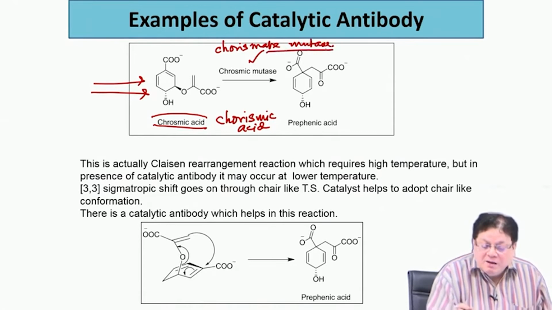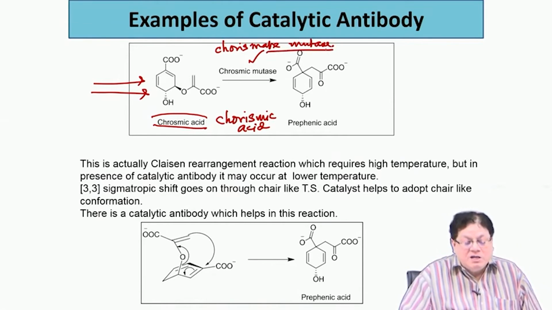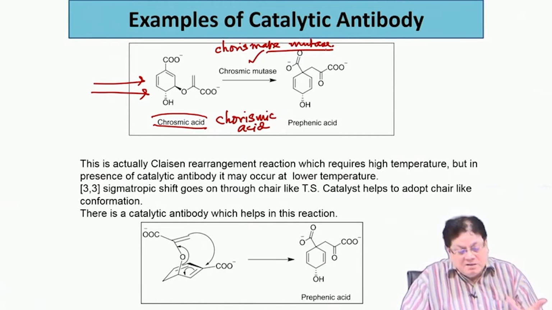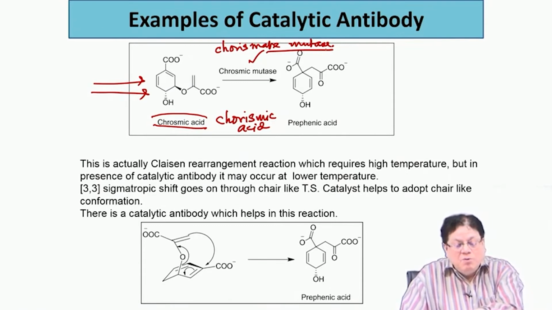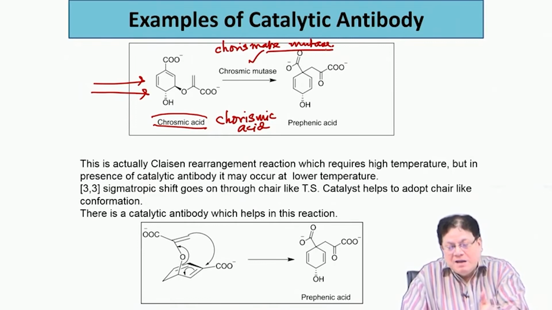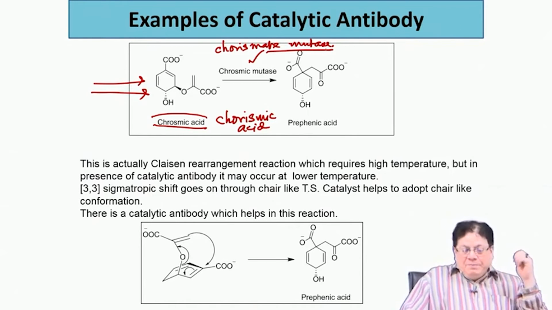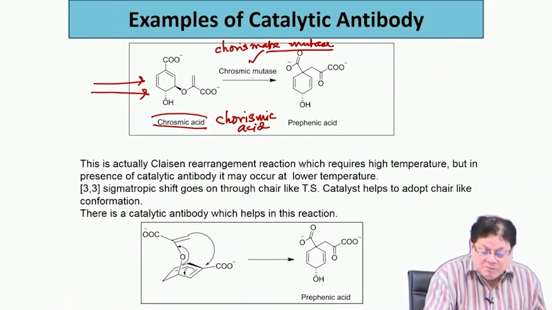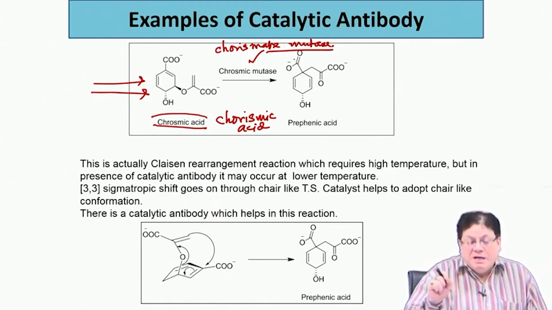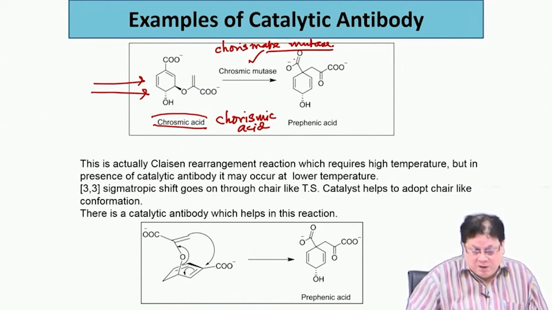Mutase is basically an isomerization reaction where the skeleton changes. Isomerization means the molecular formula of this is the same as that. So, it must be a kind of rearrangement reaction. Okay. So, that isomerization reaction is done by chorismate mutase. Mutase means where the skeleton changes. The skeleton looks entirely different.